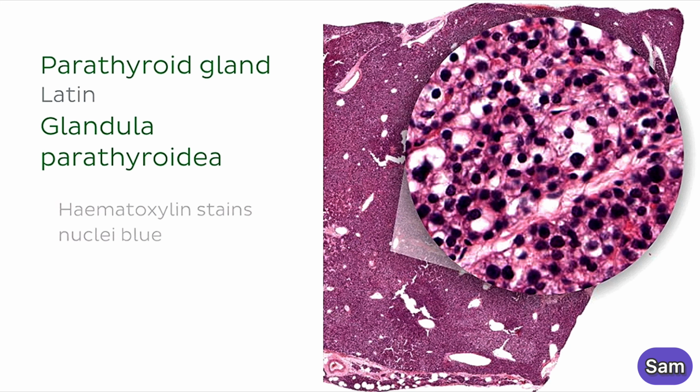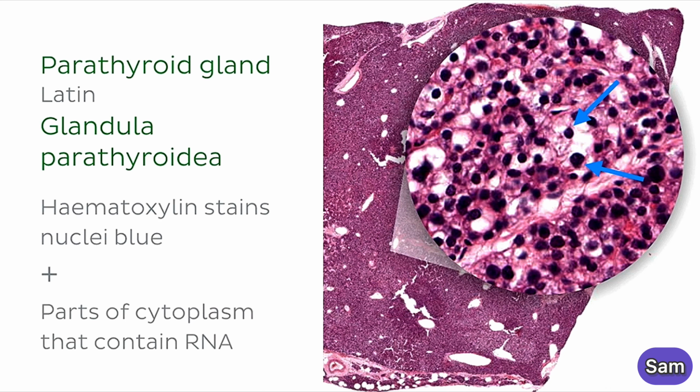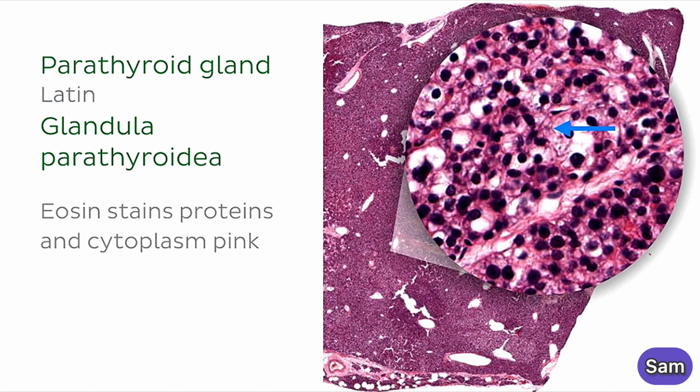The hematoxylin component is applied first and stains the nuclei blue, in addition to parts of the cytoplasm that contain RNA. The sample is then counterstained with eosin, which stains proteins and cytoplasm varying shades of pink.